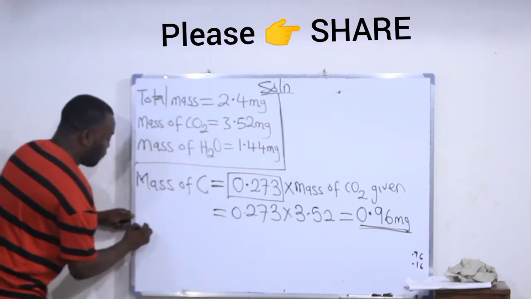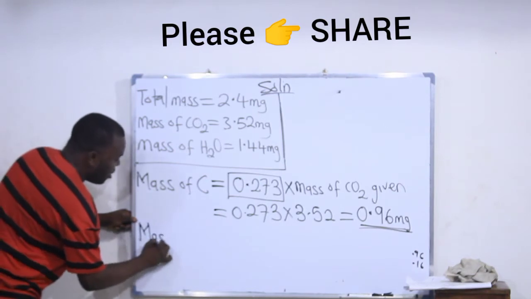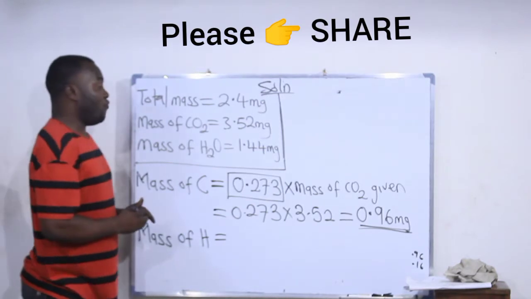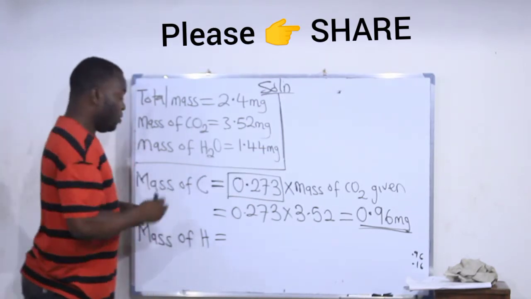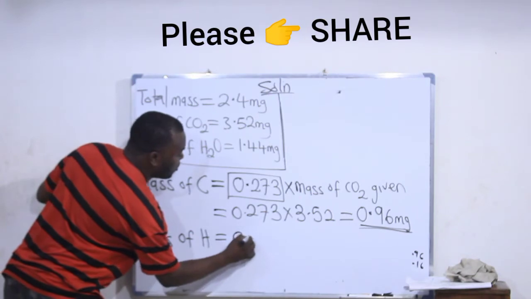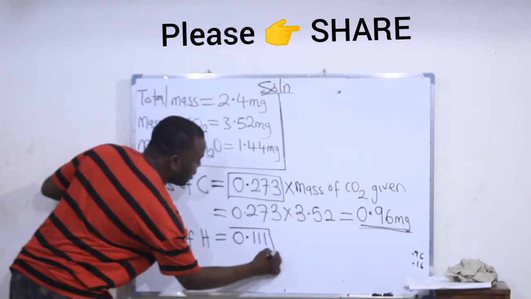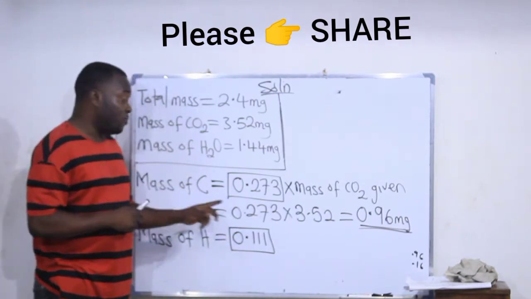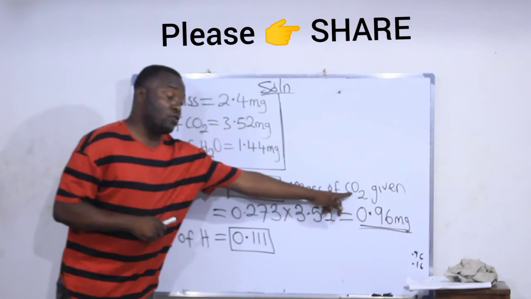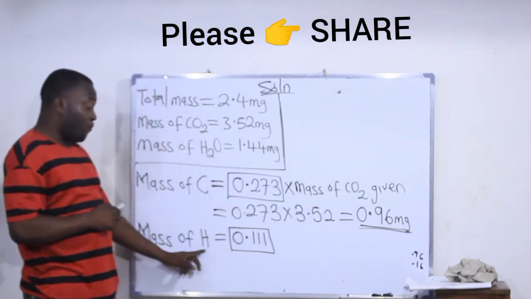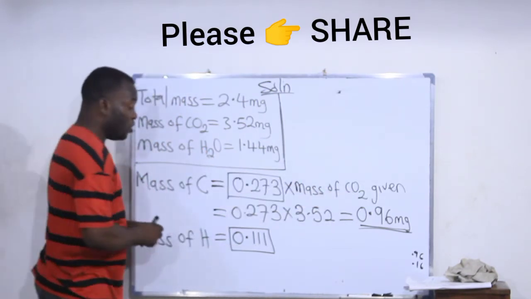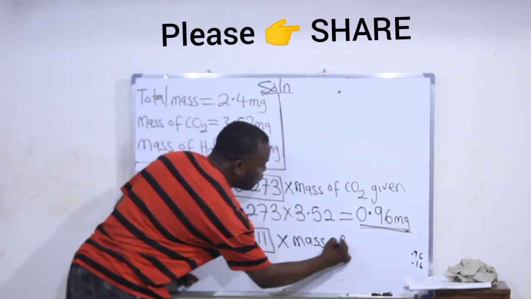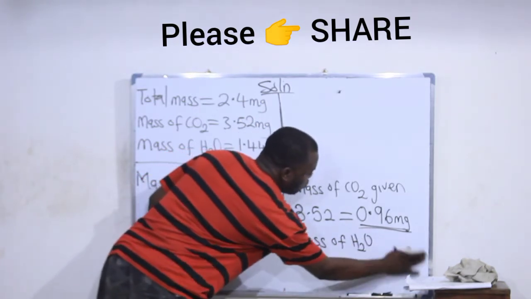How do you find the mass of H? I will still give you another shortcut. Anytime you want to find the mass of hydrogen present, you will find it from the mass of water given to you. Just press 0.111. This one is constant when you are finding H. Remember, if it is carbon you are finding, this is the constant you will use to multiply your CO2. But if you are finding the mass of H, this is the constant you will use to multiply your water. Multiply with the mass of water given in the question.